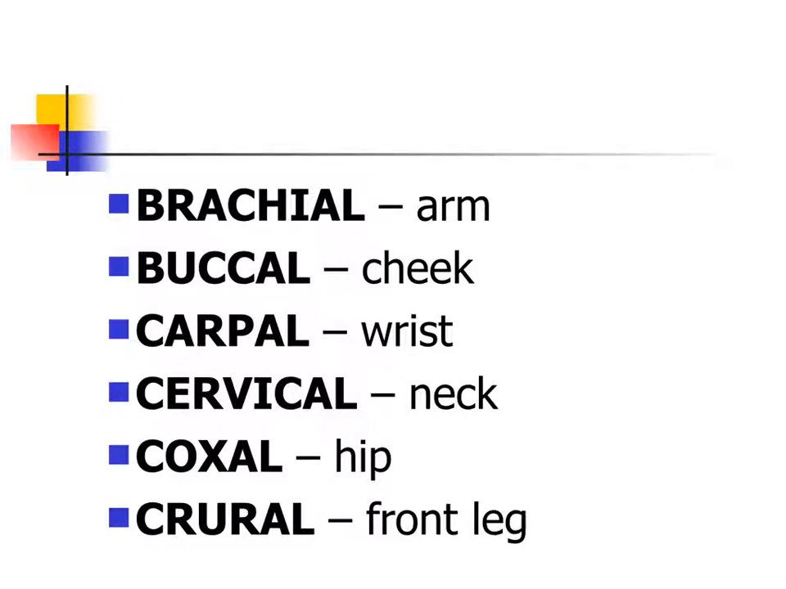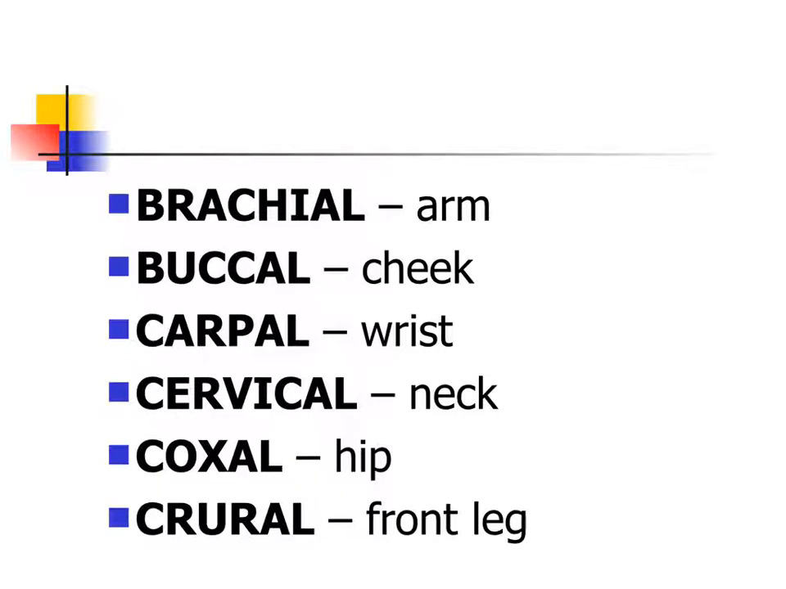Buccal refers to the cheek. If you've ever gotten a DNA test, they'll take a buccal swab, and that refers to the scrapings from the cheek to get a DNA sample. Carpal refers to the wrist. Carpal tunnel syndrome is a condition where the nerves or the blood vessels are cut off at the wrist and cause numbness in the hands and fingers.